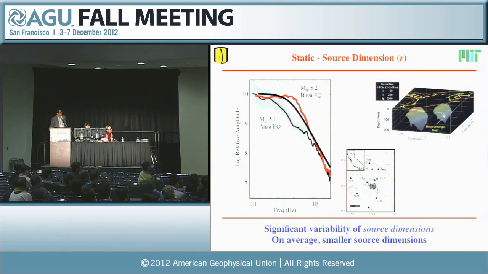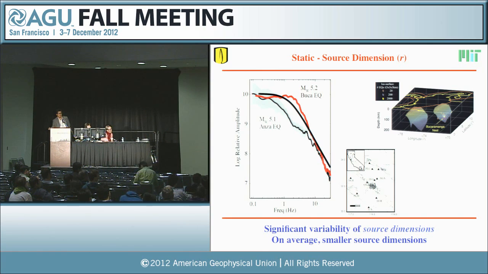Another way to compare two events is to not compare their parameters, which could be biased, but look at the actual source spectrum once attenuation and other side effects have been corrected for. The plot shows the log relative amplitude versus the frequency for the magnitude 5.1 earthquake in the San Jacinto fault zone. That's shown in black, with the error bars in the gray area. And the red line represents the source spectrum of the largest Bucaramanga earthquake in our data set. And you can see a very consistent difference there.